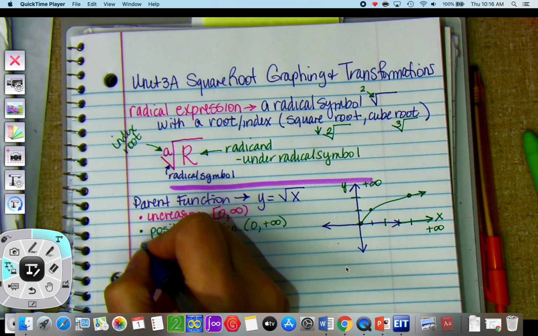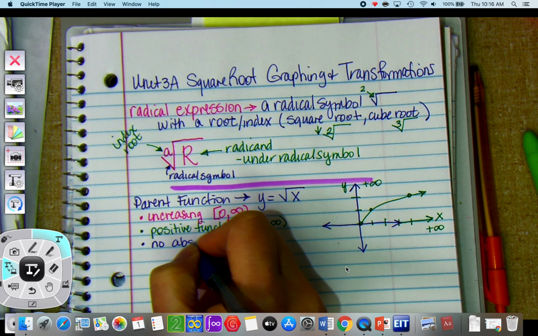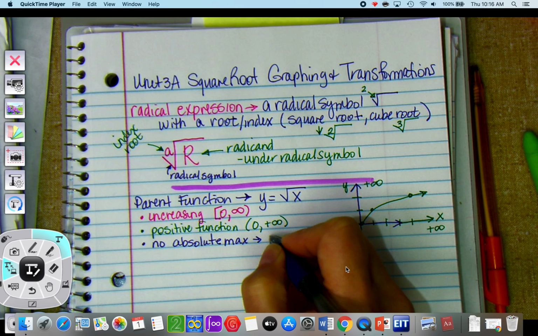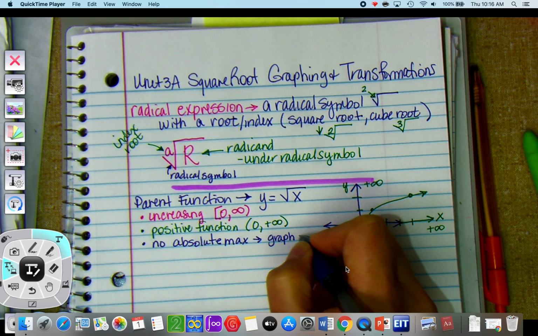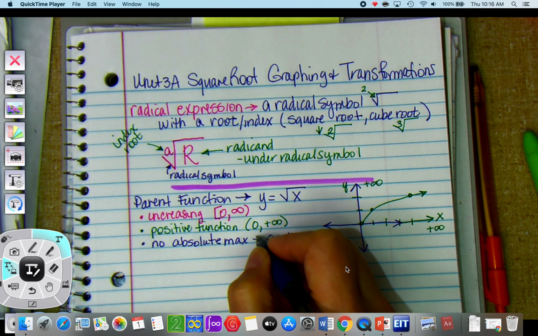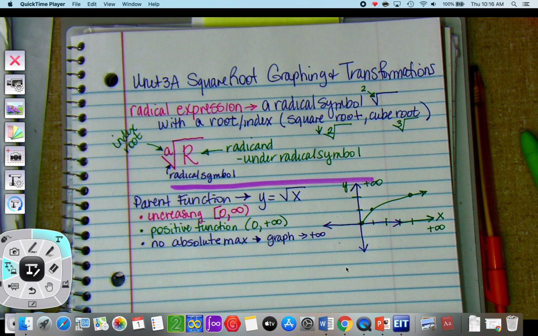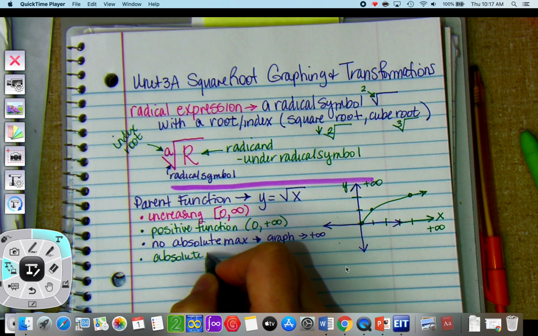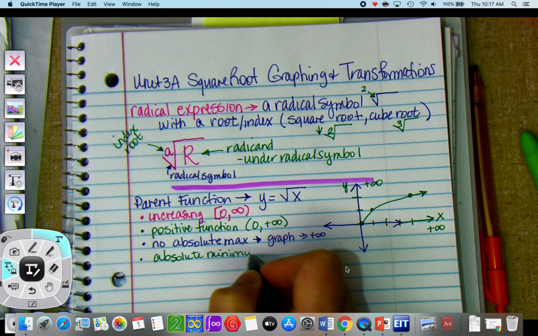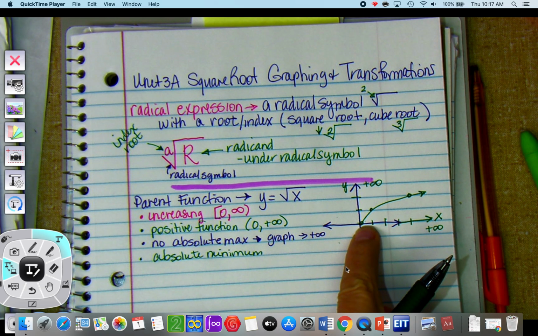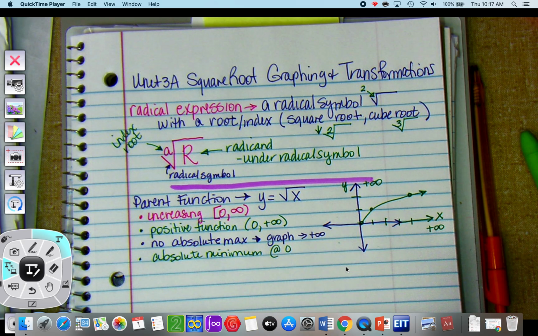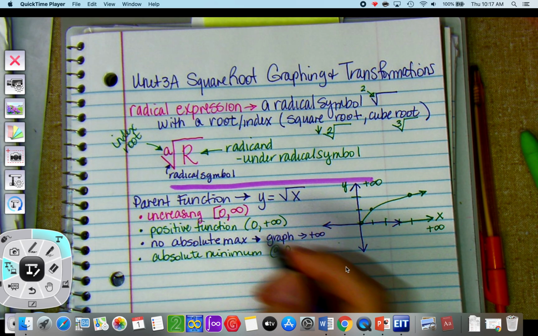All right, it has no absolute maximum because it keeps on going, because the graph goes continuously to positive infinity. There is an absolute minimum at 0, of course, because you can see that the point (0, 0) right there is the lowest point on your parent function. So absolute minimum at 0. Let's talk about end behavior.